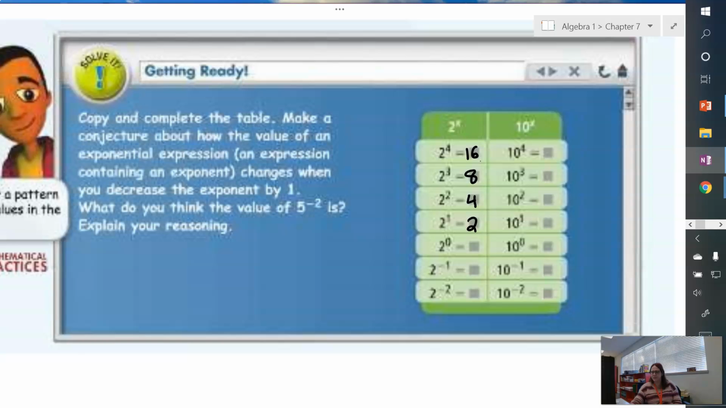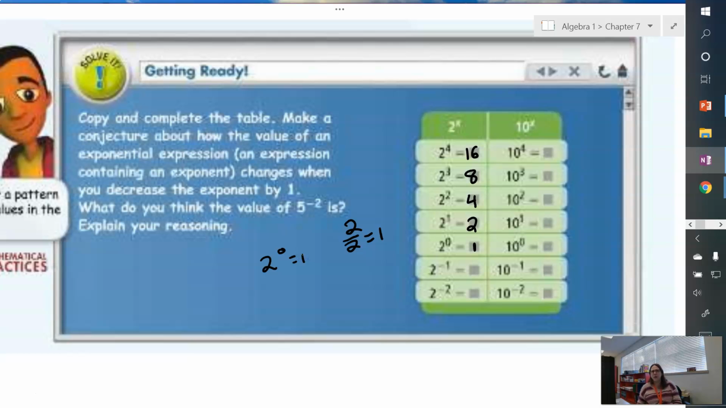So if I do 16 divided by 2, I get 8, which is the same thing as 2 to the 3rd. Divide by 2 again, I get 4, which is the same thing as 2 to the 2nd. Divide by 2 again, I get 2 to the 1st. So what if I divide by 2 again to get 2 to the 0? Well, 2 over 2 equals 1. So I get a 1 in there. 2 to the 0 equals 1.